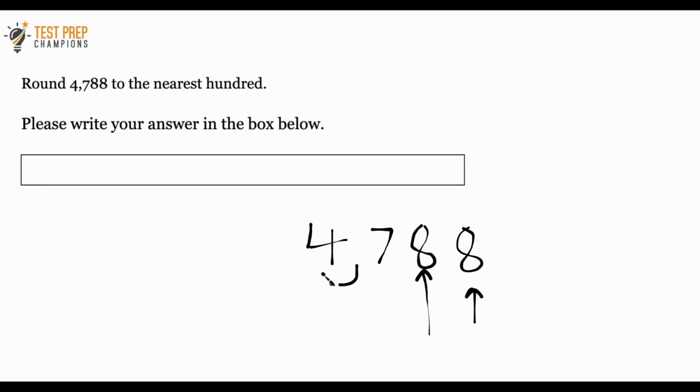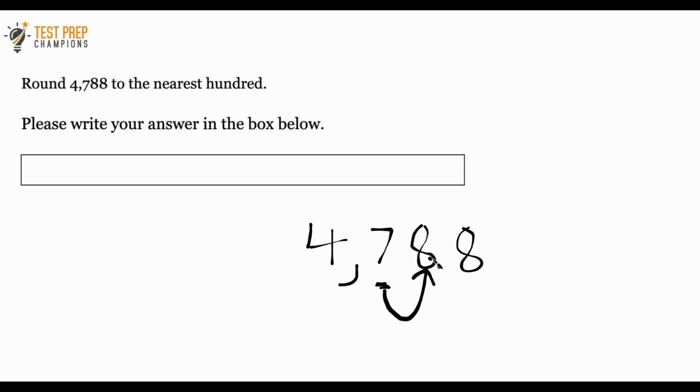So since we're rounding to the nearest 100, I would start by picking out the number that's in the hundreds place, which is 7. Now we want to go to the number to the right of it, which is 8. And we want to consider, is this number less than 5 or is it a 5 or greater? Well, since this is an 8, it's greater than 5. That means that we're going to round up.